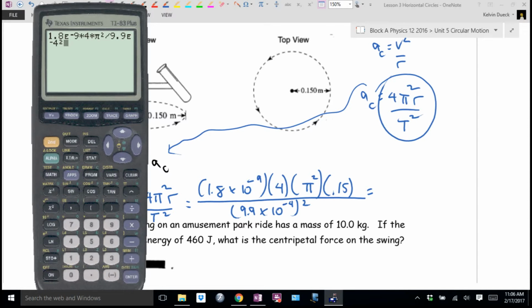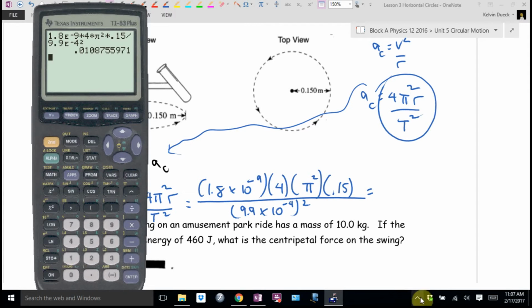So try this on your calculator. I'm not going to move on until I see everybody typing on their calculator. Oh, I missed the radius, Mr. Duke. Times 4 times pi squared times 0.15 divided by 9.9 times 10 to the negative 4 squared. I think you'll get 0.010875, that there.